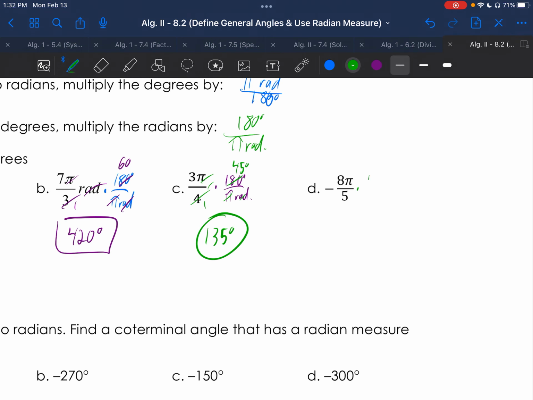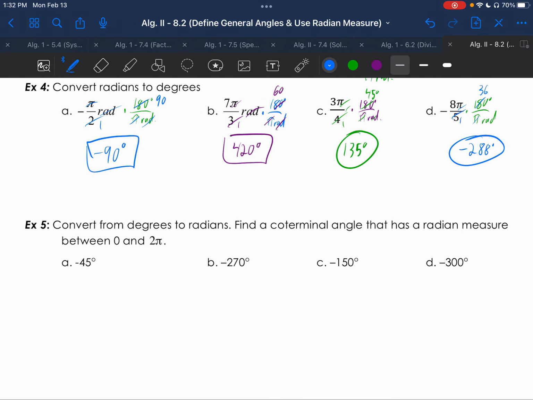And last but not least, pi and pi. 5 and 180 is 36 and 1, respectively. And negative 8 times 36 is negative 288 degrees. Now, sometimes you might still end up with fractions. That's okay. Or you might end up making it just some sort of decimal.